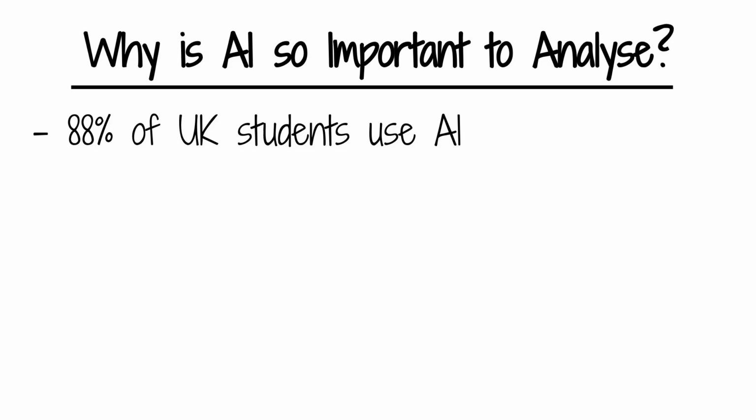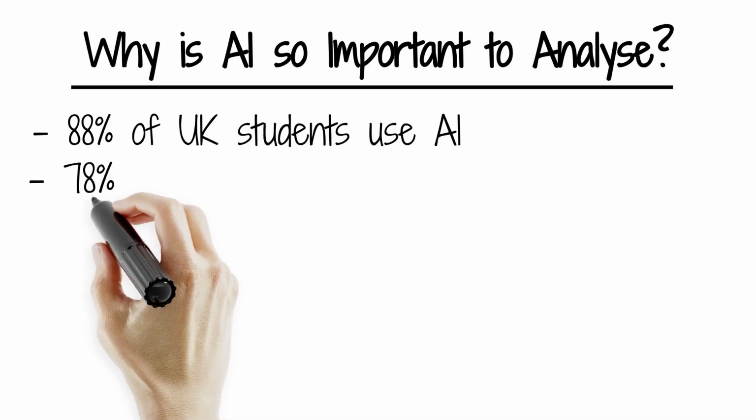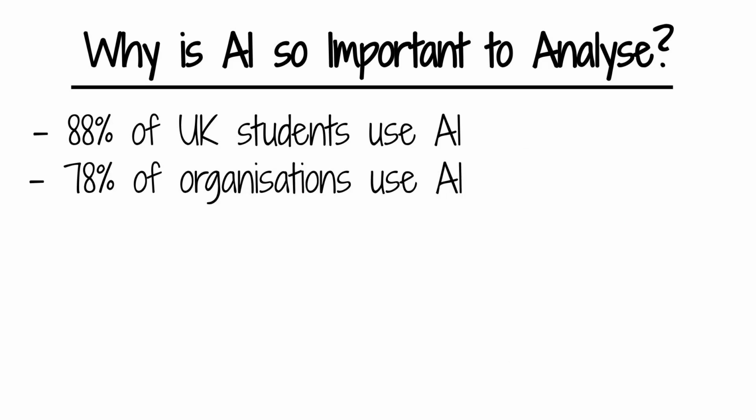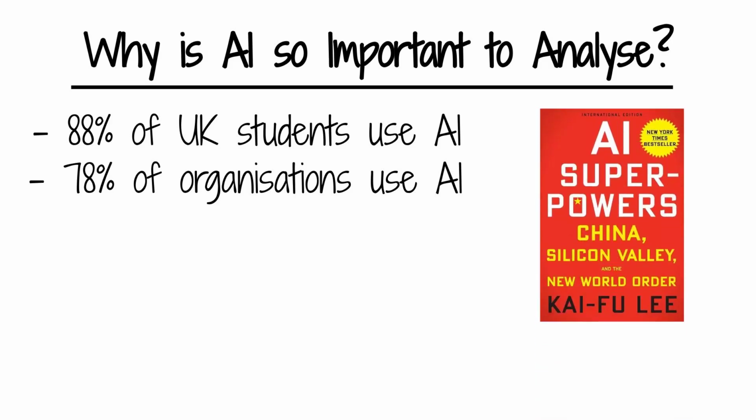Beyond education, a 2024 McKinsey survey found that 78% of organisations are now using AI compared to just 33% in 2023. Governments are responding with major investment strategies like the UK's £14 billion AI action plan, while global competition between China and the US is now often spoken of as a new space race. And this is something that Kai-Fu Lee explores in his book, AI Superpowers. So it's clear that AI is not just a passing trend, it's already reshaping society.